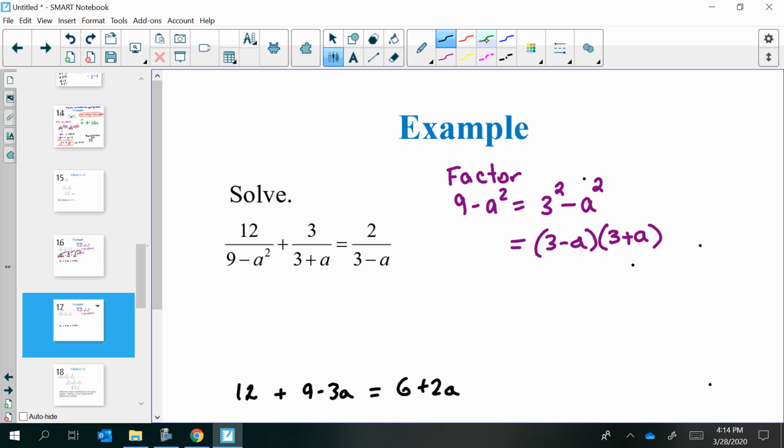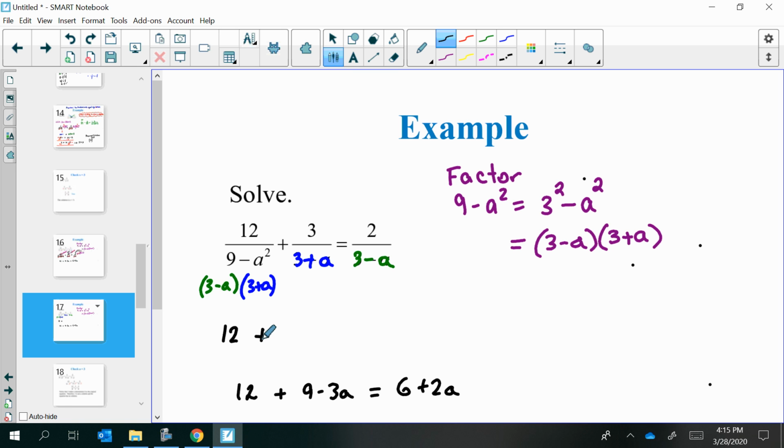Okay, so once we have this rewritten as 3 minus a, which is also a denominator of one of my fractions, and 3 plus a, another denominator of one of my fractions, I can see what's going to cancel out and what's going to be left for each one of my fractions. For instance, for 12, when I multiply by that LCD, 3 minus a times 3 plus a, nothing's going to be left. Everything's going to cancel out.